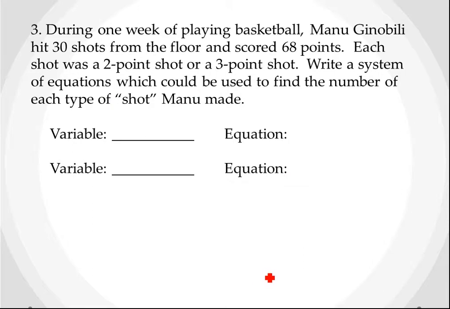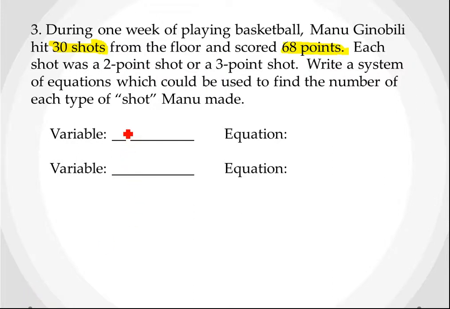All right, during 1 week of playing basketball, Manu Ginobili hit 30 shots from the floor. Okay, there's one of our totals, 30 shots. That's the total number of shots he makes, and scored 68 points. Okay, that's the total number of points. So each shot was a 2-point or a 3-point shot. Write a system of equations which could be used to find the number of each shot Manu made.